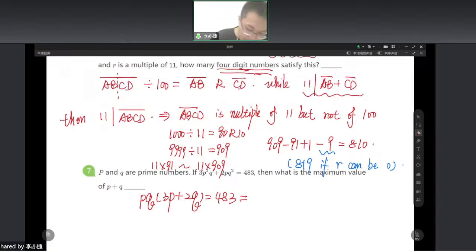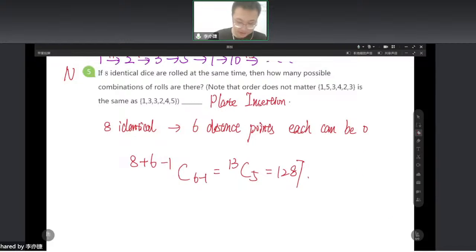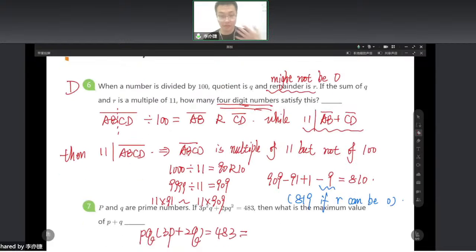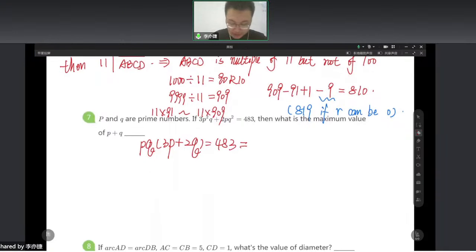Yeah, so is this one normal or difficult? Maybe difficult. I treat it as a difficult one because it's not easy to think of this way, right? For question 7, we just make it this way and then do the prime factorization here. So it's 7, 3, and 23.